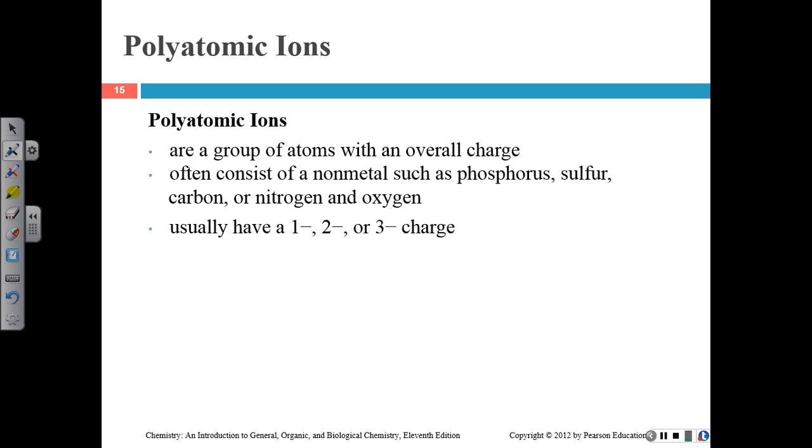So it's not just a single atom like we've been looking at. You know, fluorine has a -1. These are groups of atoms that have charge. Most all of them have a negative charge except for ammonium. It's the first one on there. It's got a +1. They're usually nonmetals, so they usually fit in where you have your anion. So they're negative, so they're going to be like nonmetals. So they're going to come at the second part of the name, and where we've been using IDE, it's going to be a little bit different for our polyatomic ions. They usually have a 1, 2, or 3 negative charge.